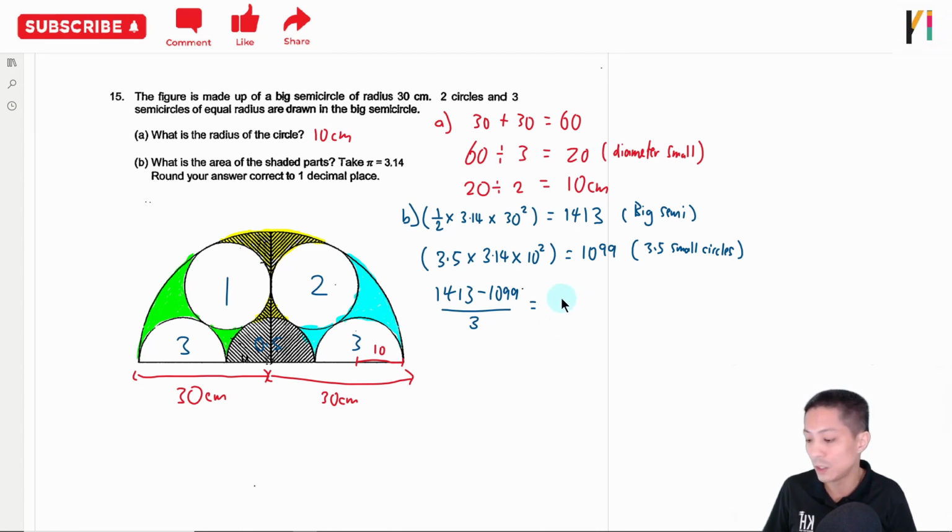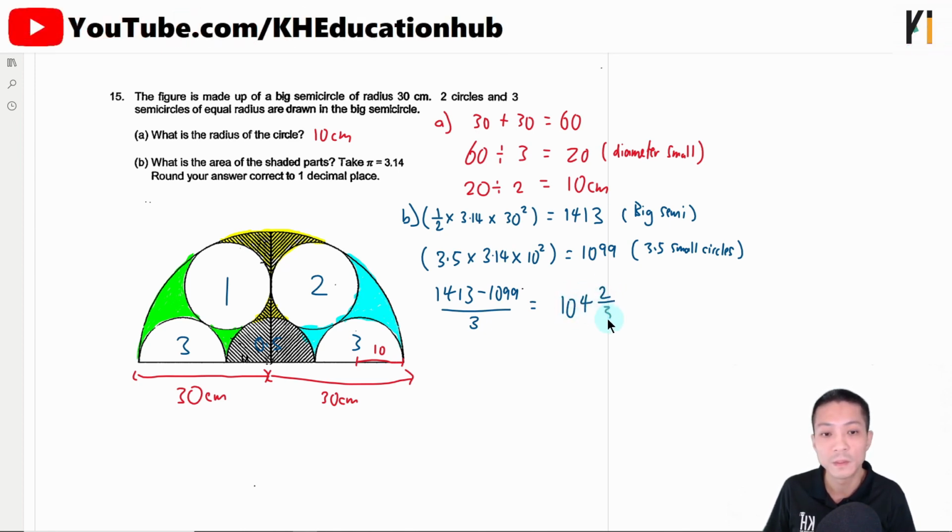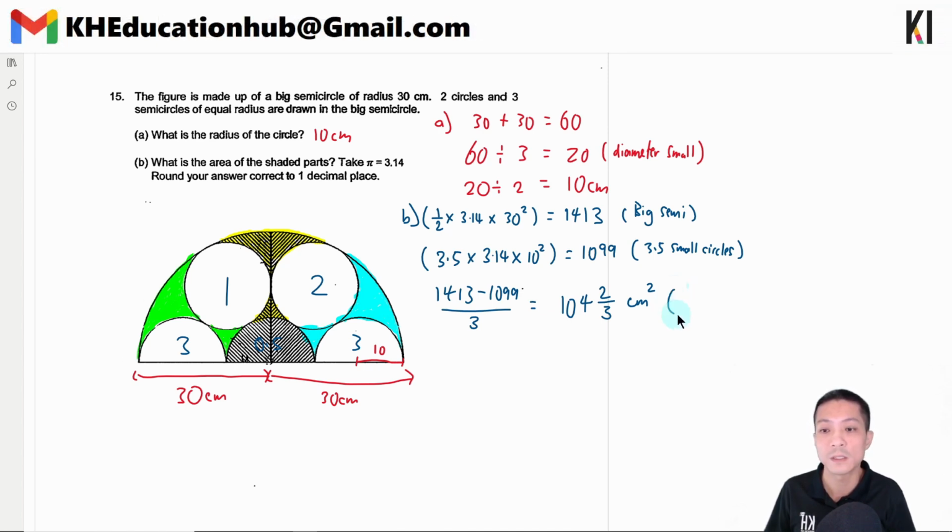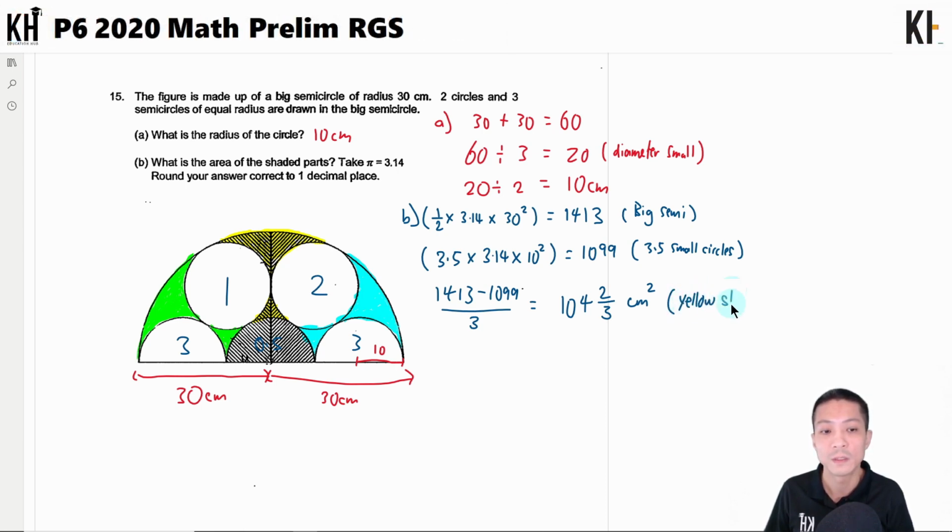I'm going to change it to 104 and 2/3 centimeters squared. So this one is, let's call it the green. No, let's call it the yellow shaded.